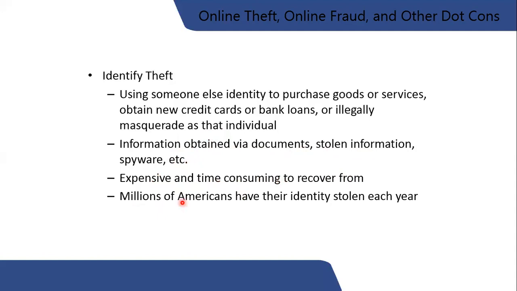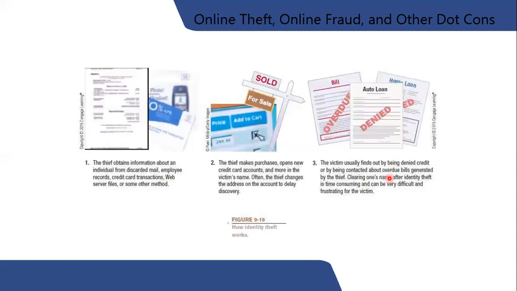Millions of Americans have their identity stolen each year. The thief obtains information about an individual from discarded mail, employee records, credit card transactions, web server files, or some other methods. The thief may purchase items or open new credit card accounts and more in the victim's name. Often the thief changes the addresses on the account to delay discovery.